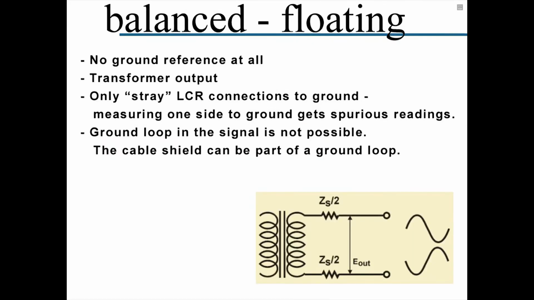Balanced floating output circuits have no ground reference at all. The output is transformer coupled. Ground loops in the signal are not possible. However, the cable shield can be part of a ground loop.